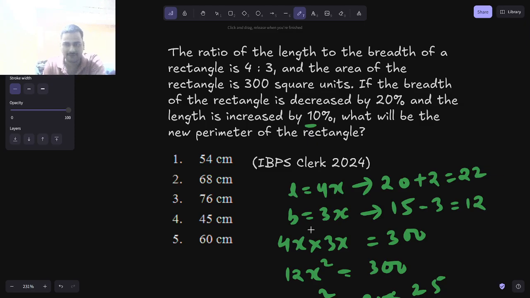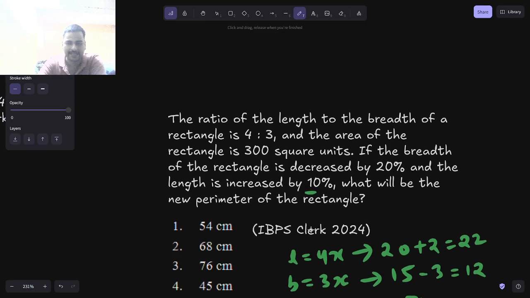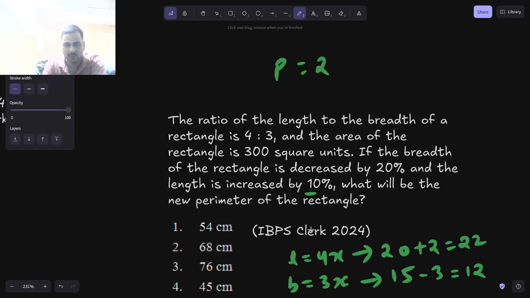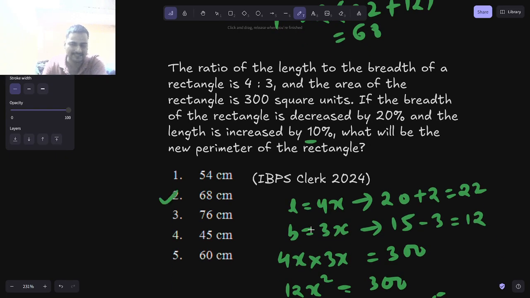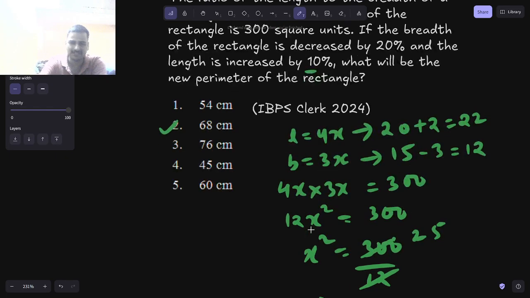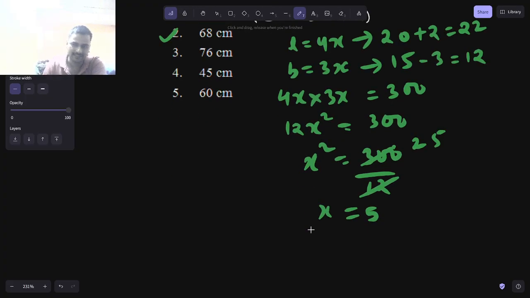Now it is asking what will be the new perimeter of the rectangle. Perimeter is nothing but 2 times (L plus B). So this is 34 into 2, which will give you 68 as your answer, and that is clearly the second option. It's an easy question. Just you need to find the length and breadth, and then the new length and breadth to find the perimeter.